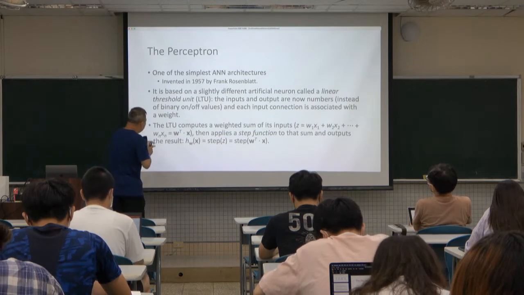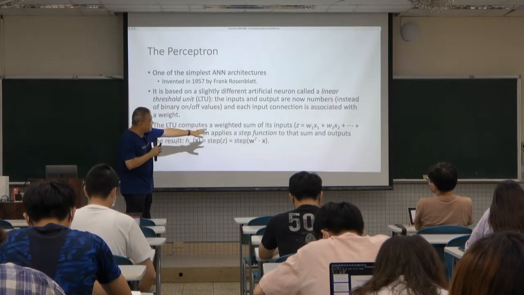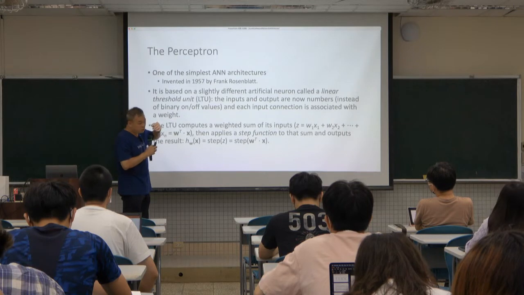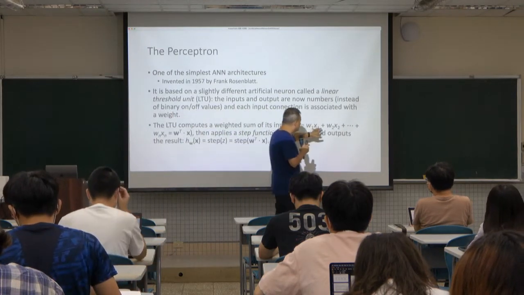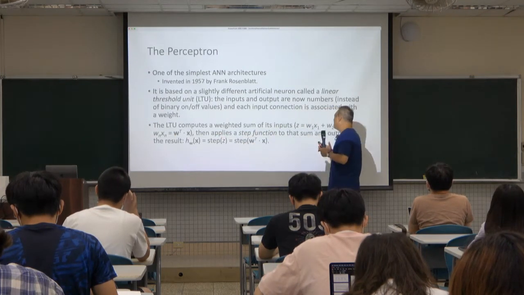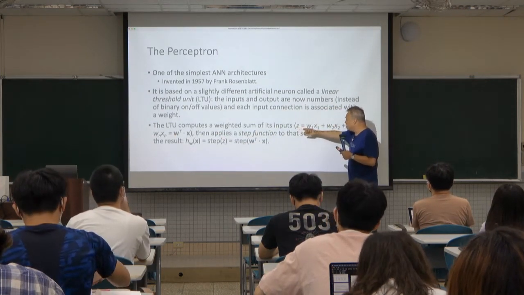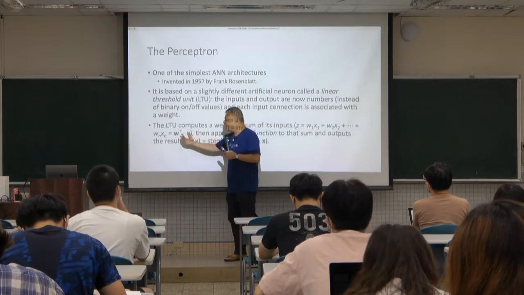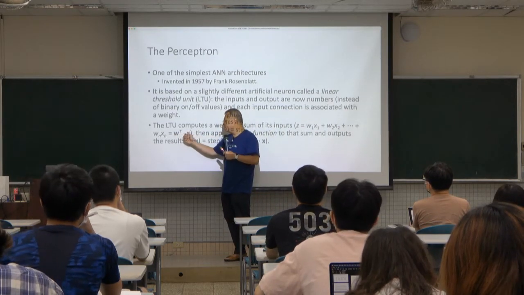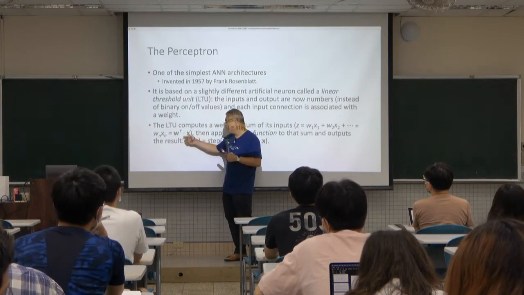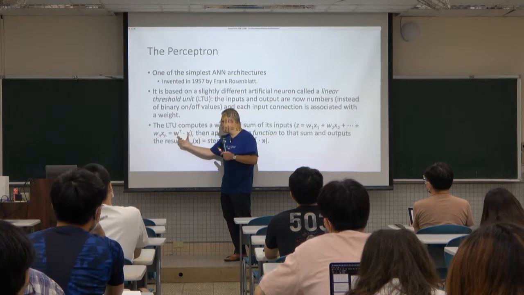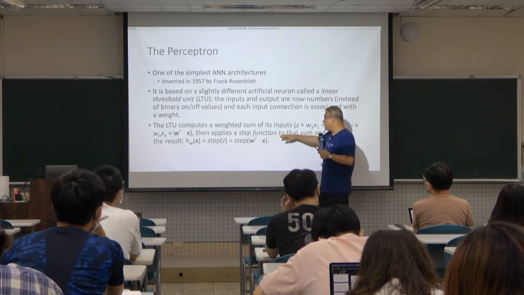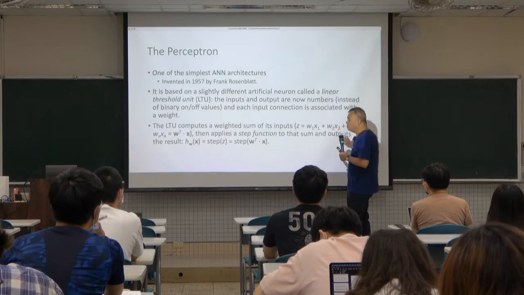So the LTU computes a weighted sum of its inputs. So assuming we have n features, x1, x2, up to xn, then the weighted sum will be z equal to w1 x1 plus w2 x2 plus and so on plus wn xn, or we can write it as w transpose dot x vector. Of course, these two are vectors. This is a kind of matrix multiplication. Then apply a step function to that sum and output the result.